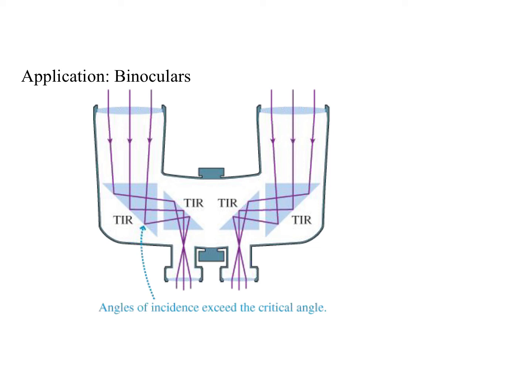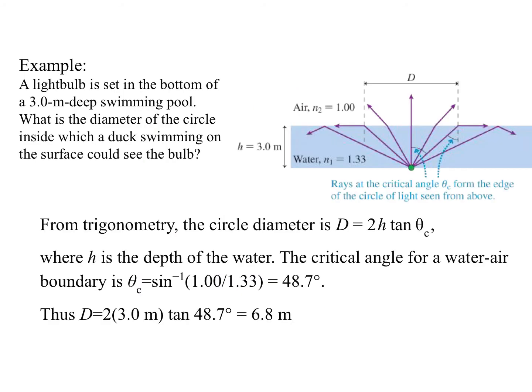One example is a light bulb set in the bottom of a 3 meter deep swimming pool. What is the diameter of the circle inside which a duck swimming on the surface could see the bulb? So a place where the light ray from the bulb would reach the duck. The picture over here is to illustrate that if the duck were over here, I can't really draw ducks, but then no light ray from this can get out because the angle will always be more than the critical angle.